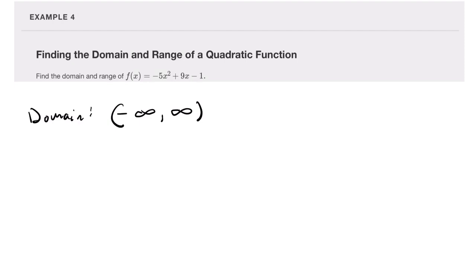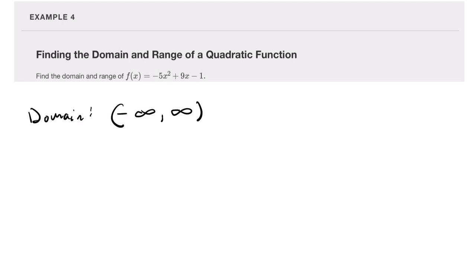The range, notice that the a is -5, is negative, so that means the quadratic opens downward. So we should have a maximum value that occurs at the vertex, right? So if we find the coordinates of the vertex, we'll have our information in order to find the range of this guy. So let's find the vertex.